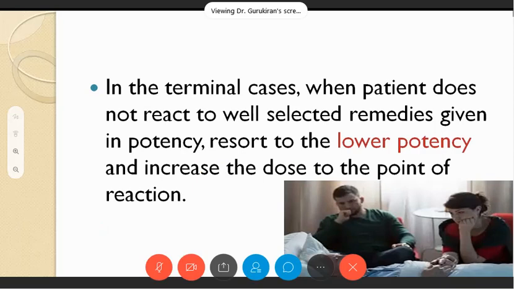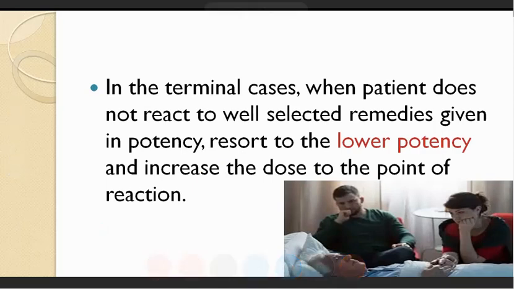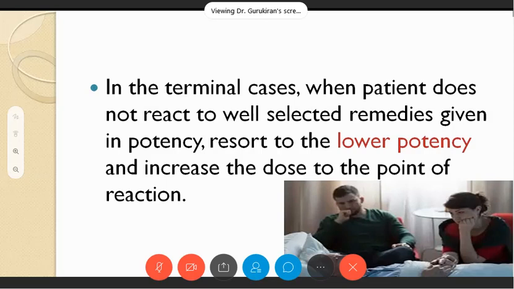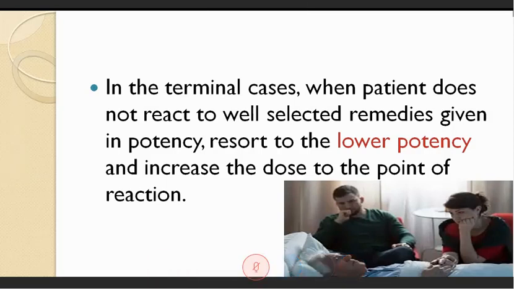So in terminal cases, when the patient does not react to well-selected remedies given in potency, resort to the lower potency and increase the dose to the point of reaction. This happens in our experience when we treat cases that are not responding, and when they shift to allopathy, the allopathic doctor prescribes some remedy and they recover. How?